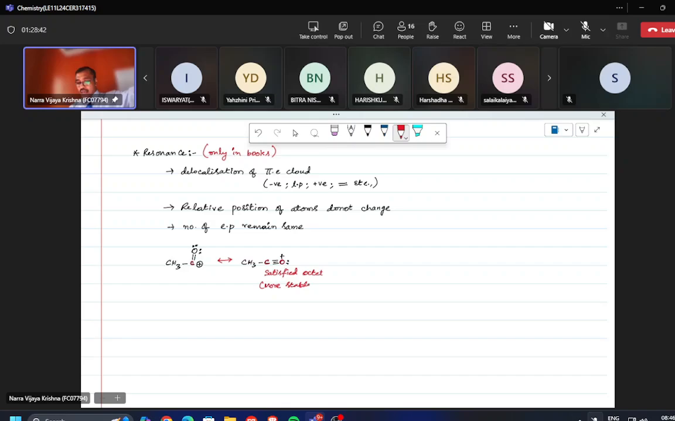While you are comparing the stability of resonating structures, what is the first condition you need to check? Whether it is neutral or not. Neutral molecules are more stable than charged species. Second condition: if the first condition fails, then only go for the second condition.